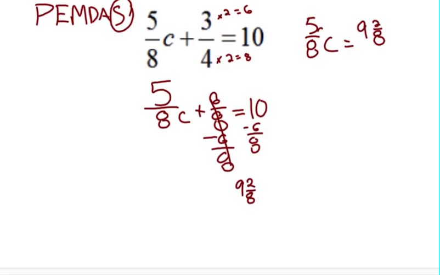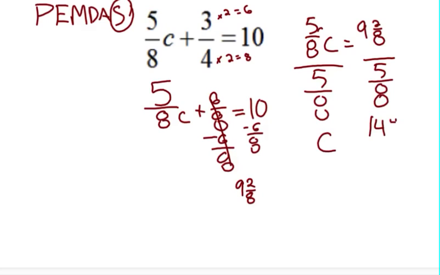Next step is to divide by 5/8 on each side to get C by itself. 5/8 C divided by 5/8 equals C. 9 2/8 divided by 5/8 equals 14 4/5. The answer we got is 14 4/5.